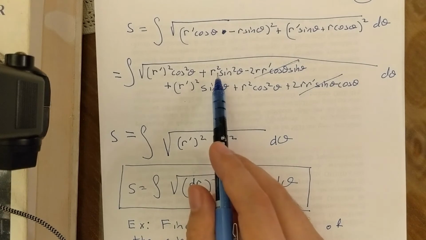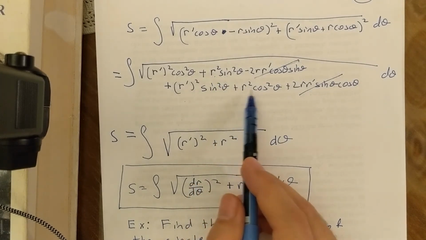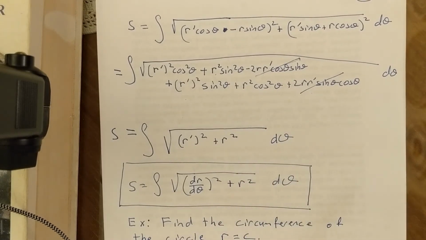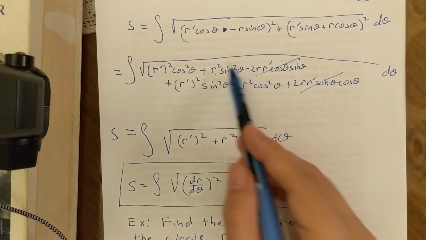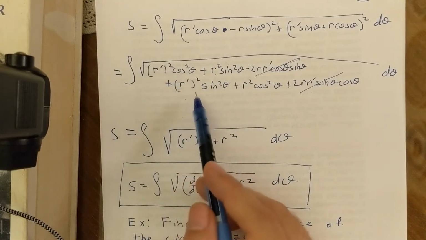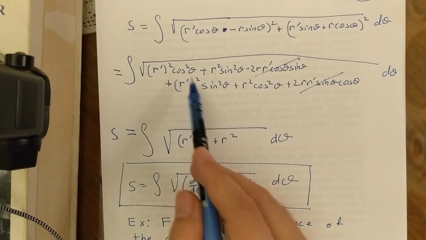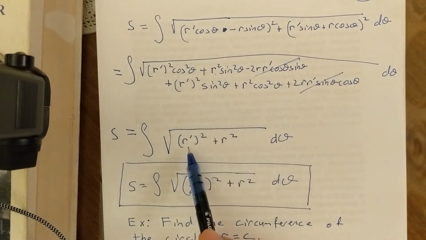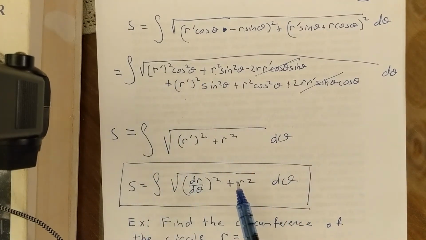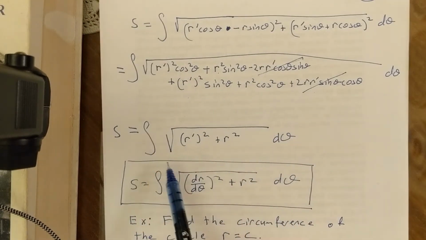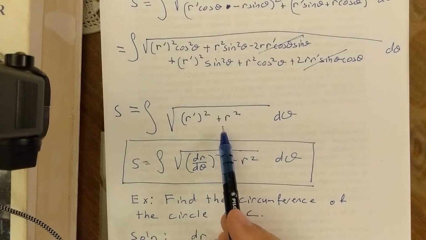Now I look at this term, r squared sine squared, r squared cosine squared. If I factor out the r squared, I'll get sine squared plus cosine squared, which is 1. So these two terms just give me r squared. Similarly, once I factor out r prime squared, I'll get cosine squared plus sine squared again, which is 1. So from these two terms, I get r prime squared itself. So the formula simplifies down this horrible looking thing to the square root of r prime squared plus r squared, d theta.